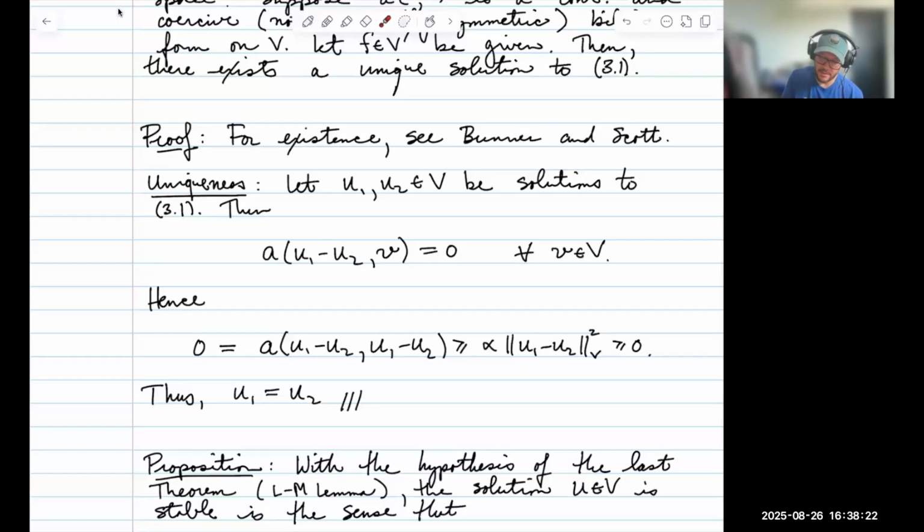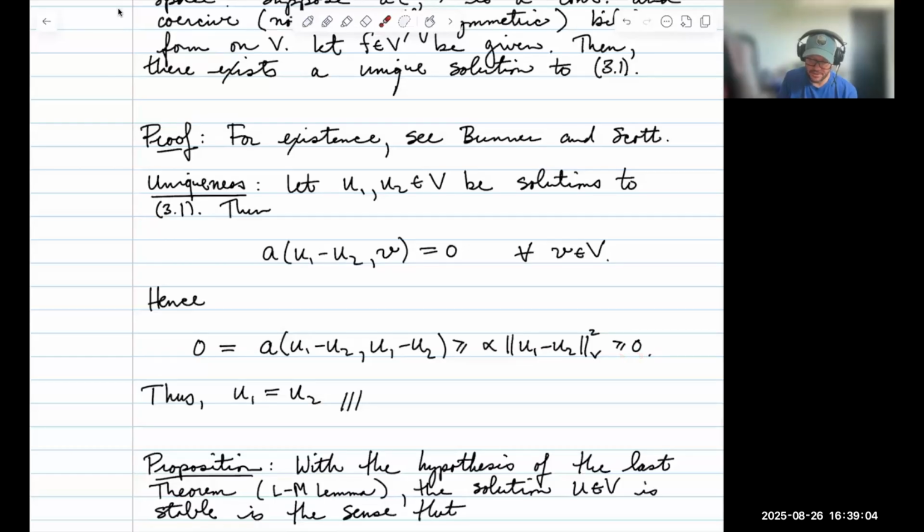Well, we know that this is equal to zero for every v that we put in there. If I put in v equals u1 minus u2, it's still true. So zero is equal to all that. Coercivity tells me that I have this inequality, and this inequality involves this number. This is going to be positive, but only if u1 is not equal to u2. In other words, u1 minus u2 is not equal to zero. Now, it could be equal to zero, and in this case, it has to be equal to zero because we have zero is greater than or equal to zero.